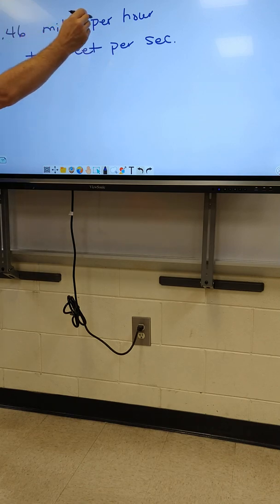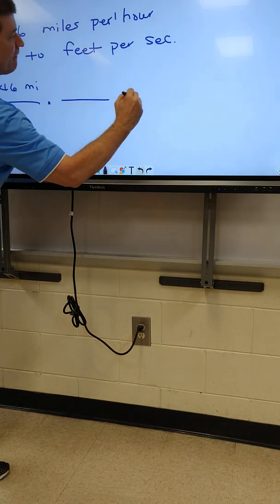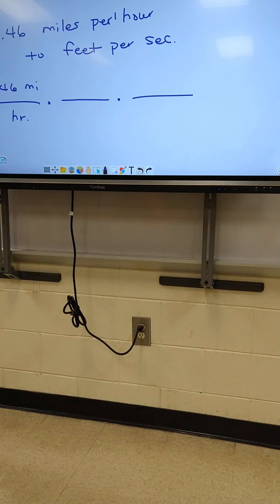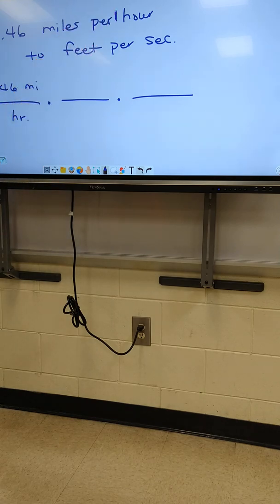158.46 miles per hour. When it says per hour, that's 1 hour. So I'm going to write 158.46 miles over 1 hour. I need y'all to write that down just like I've got it on the board. When it says miles per hour, hour is 1 hour. So I write 158.46 on top and 1 hour on the bottom.